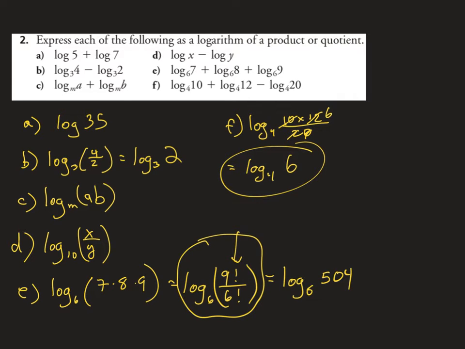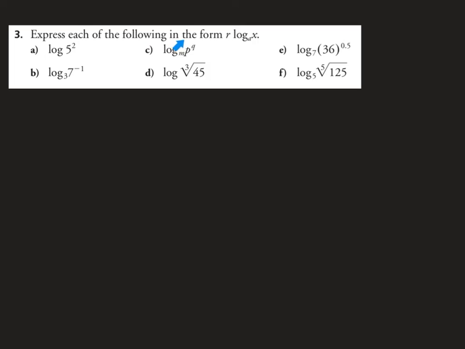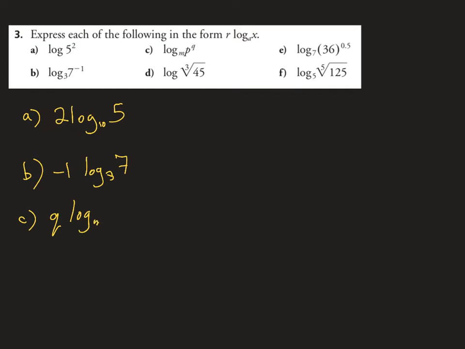All right, let's go to number 3. Express each of the following in the form where you have something times log of something to the base something. All right, I can do that. So part A, this is going to be 2 log base 10 of 5. Part B, it's going to be negative 1 log base 3 of 7. Part C, again, if you don't understand this, it's because you didn't watch my previous video. I encourage you to go do that if you are interested in learning this properly.